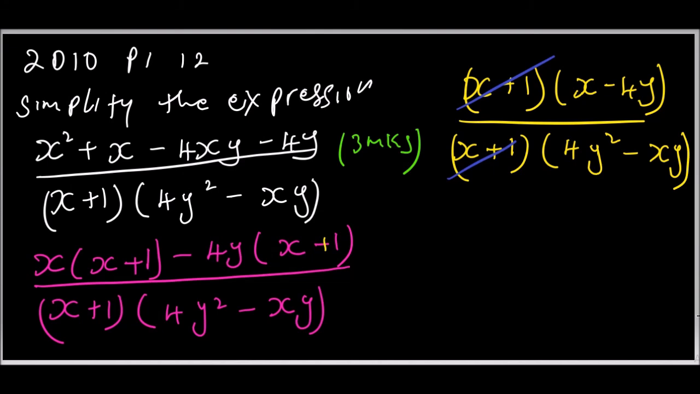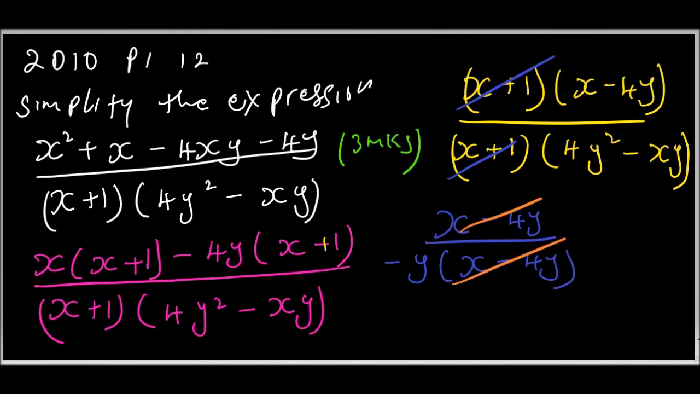And since there is nothing else we can factor out in the numerator, we can say x minus 4y. Then in the denominator we factor out y. Let's factor out minus y. We will be left now, this will be negative and that will be positive. So we will be left with x minus 4y, which is the same as the numerator, and we can cancel that, meaning that our answer now will be minus 1 over y.